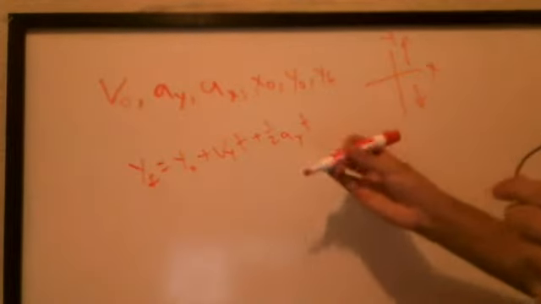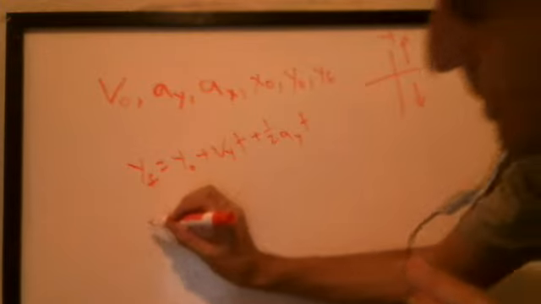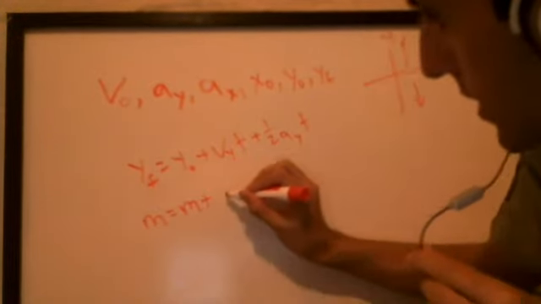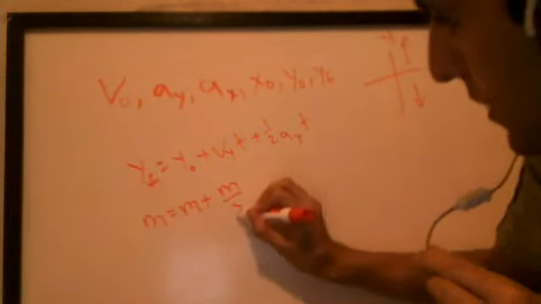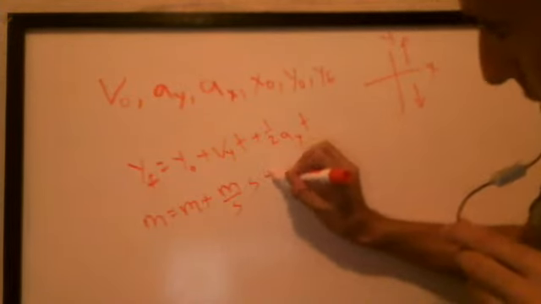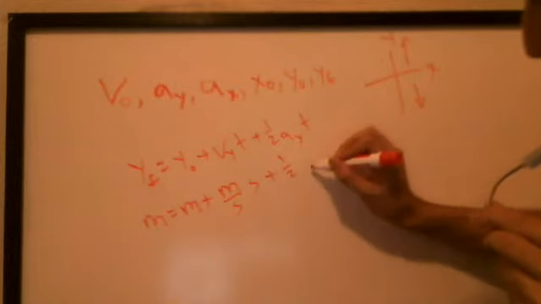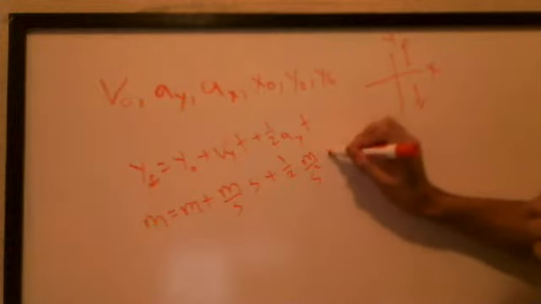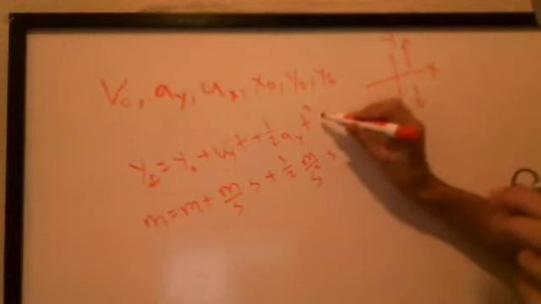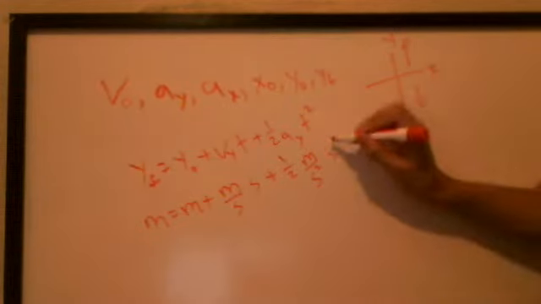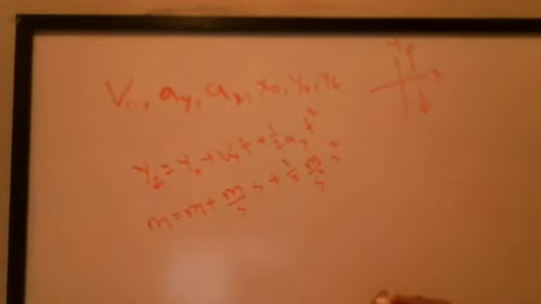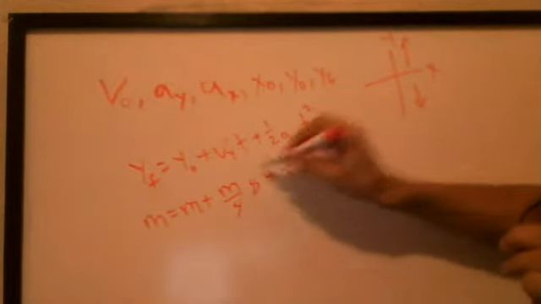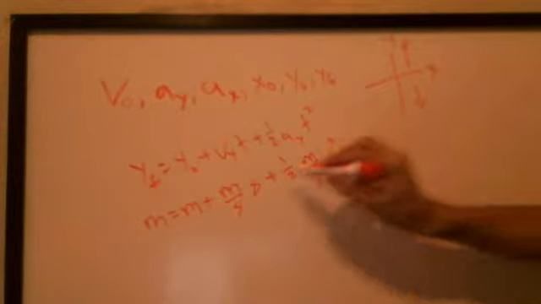Anyway, so this is asking for meters, right? So meters is equal to meters plus meters over second times second plus 1/2 meters over second squared. Oh, sorry, this is squared there. I'm sorry about that. Times second squared. And these seconds will cancel out, so that all that's left is meters.